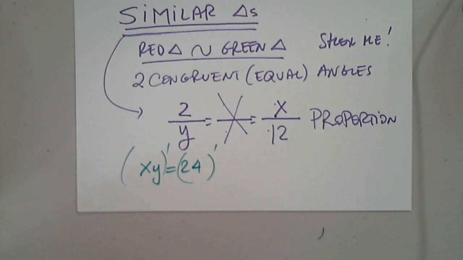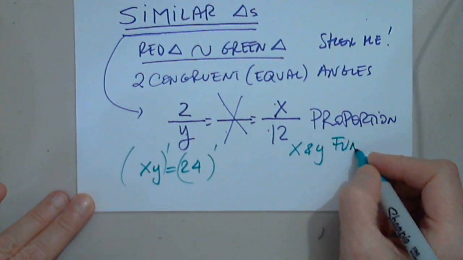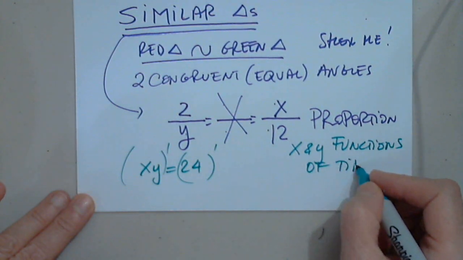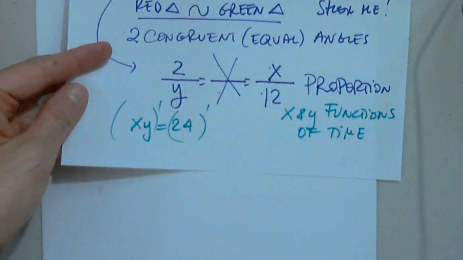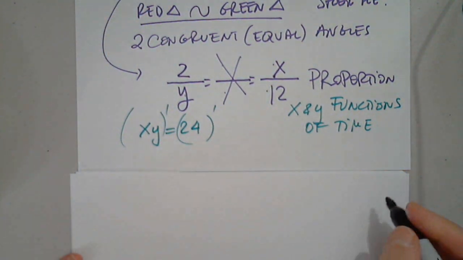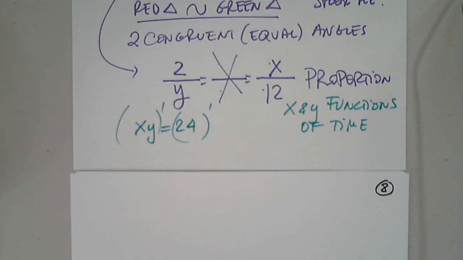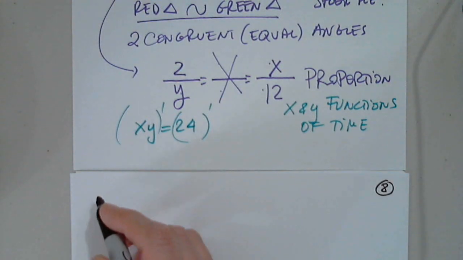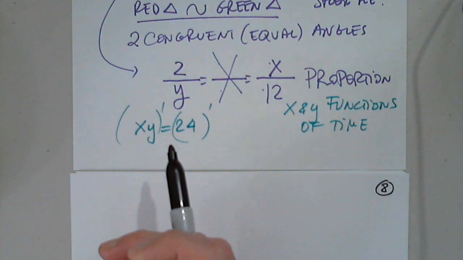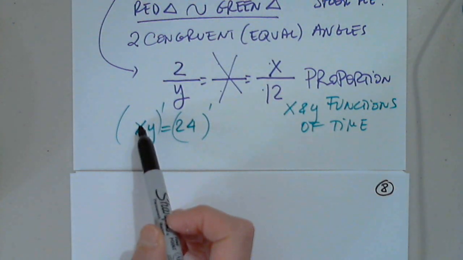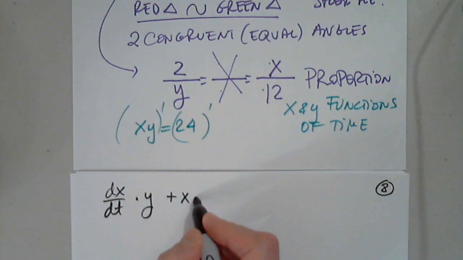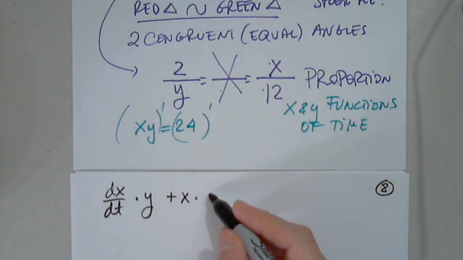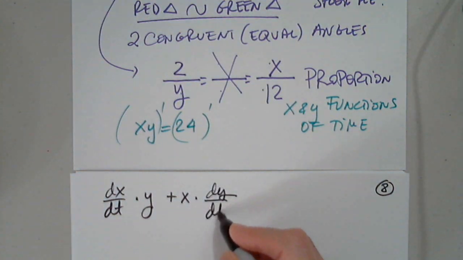Remember, x and y are functions of time. X and y, functions of time. So let's differentiate. Can anyone give us an answer here? Would it be dx over dt? So when you differentiate x, it's a function, right? You only have dx over dt times y plus x times dy dt. That's it.